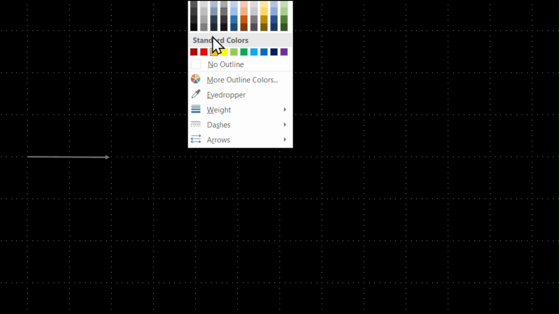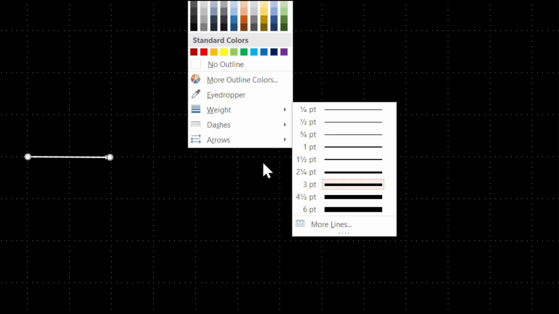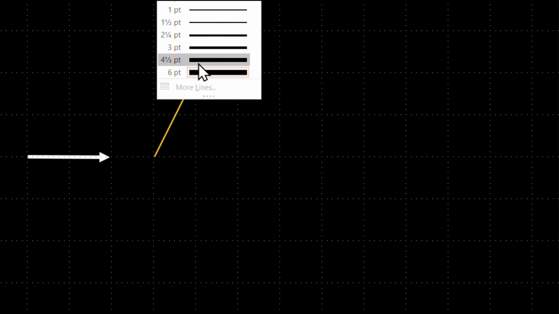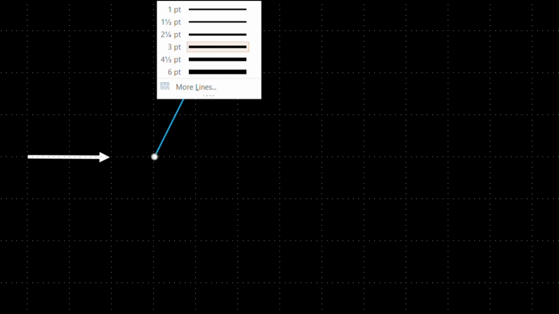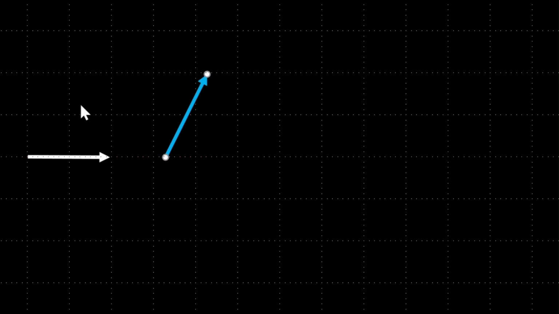I will take this as my first vector. The sizes don't matter, I'm just trying to show. Let's make this white and thicker. And the second vector, let's make it at an angle. The vector can be at any angle, so let's make it much more slanted. I will change its color to blue and make it much thicker. So these are the two vectors.